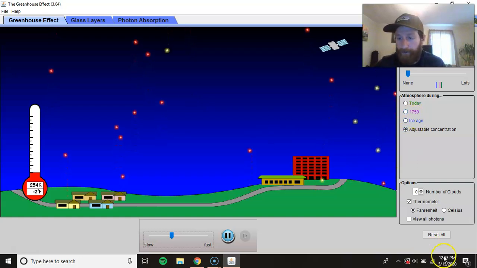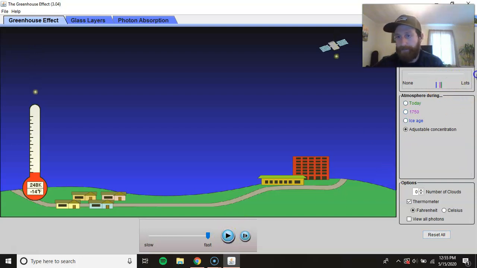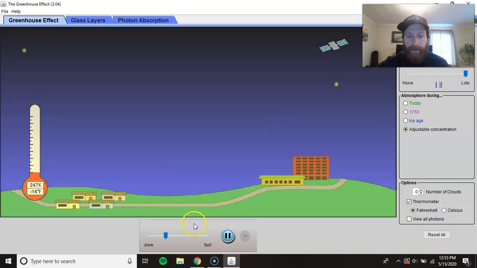Let's now reset this. And what I want to do here is I'm going to just play with the extremes. I'm going to max out the greenhouse gas concentrations. I'm going to slow it down, and we're going to see what we can see here. All right, we've got transmission of visible light. That visible light is absorbed by the surface of the Earth. And now let's look at some of these infrared light photons.